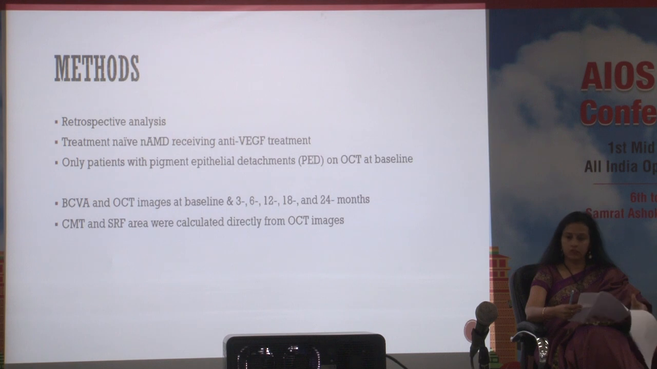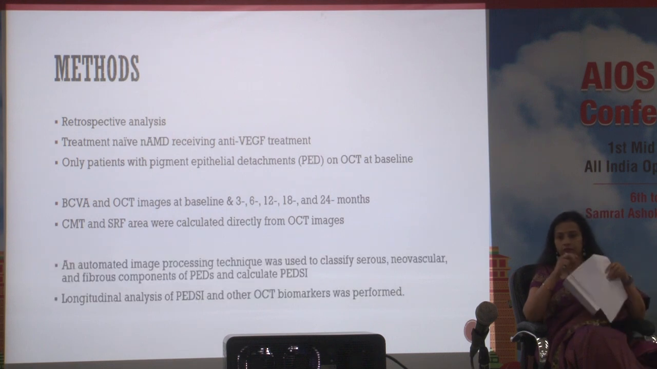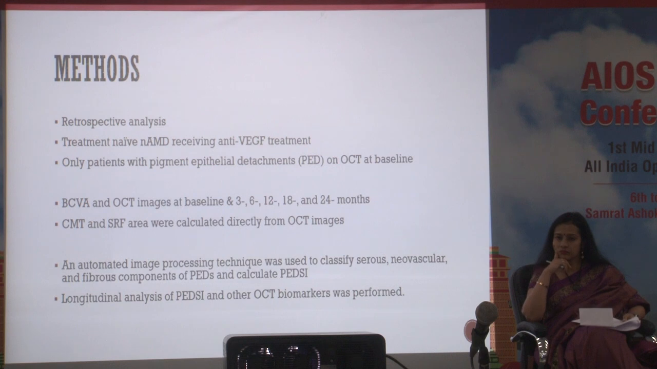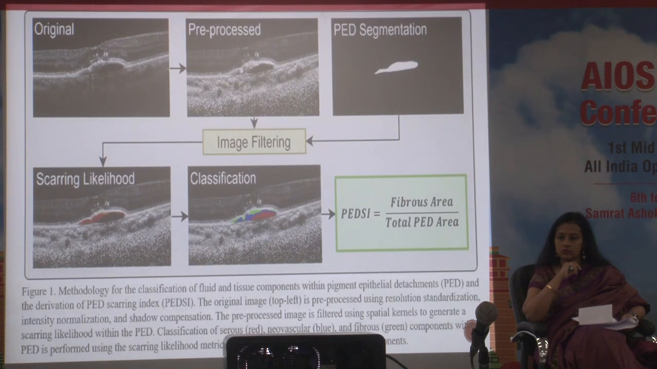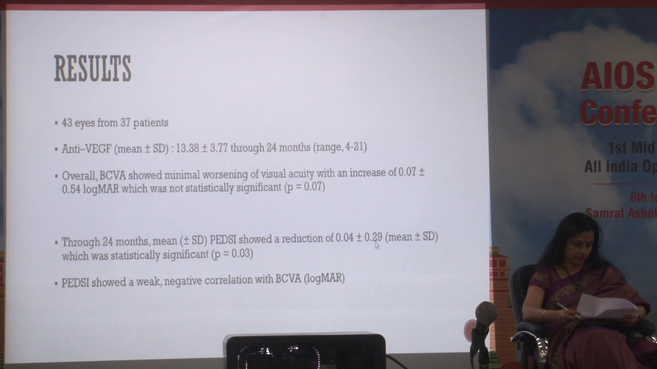CMT and SRF area were calculated directly from the OCT images, and we used an automated image processing technique to classify the PED components into three, that is the serous, neovascular and the fibrous components, and we did a longitudinal analysis of the PEDSI and other OCT biomarkers. So this is in brief how the image algorithm was used to classify the PED into three components. Just to summarize, the red component shows the serous, the blue is the neovascular one, and the green is the fibrous one. So the PEDSI was calculated based upon the ratio, that is fibrous upon the total PED area.